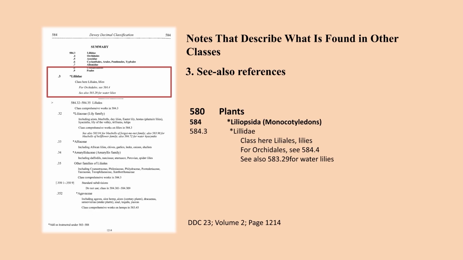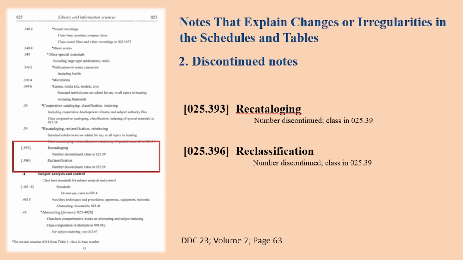So again, the particular class 584.3, there we can experience three types of note. One is class here note, another is C reference note, and finally the C also note. So these are the three types of category 3. And finally, the fourth type, it warns that there have been changes in the subdivisions of a class since the previous edition. Second one is discontinued notes.